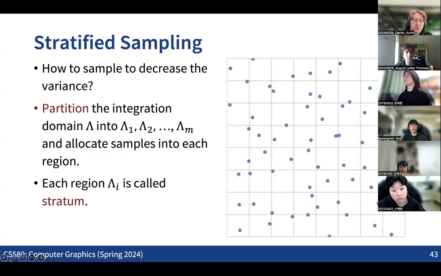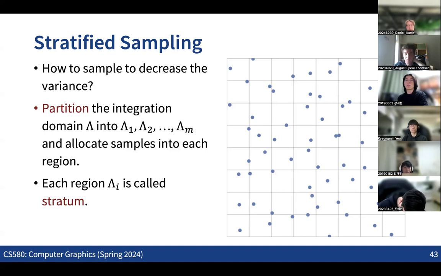Let me briefly discuss two ideas for the sampling strategy. One is stratified sampling. Here the idea is how we can decrease the variance of the estimate. One way is to partition the given domain of the interval into non-overlapping regions like this, and allocate samples for each region. Once we compute the estimate for each region, which is also called a stratum, we sum them up to get the final estimate.